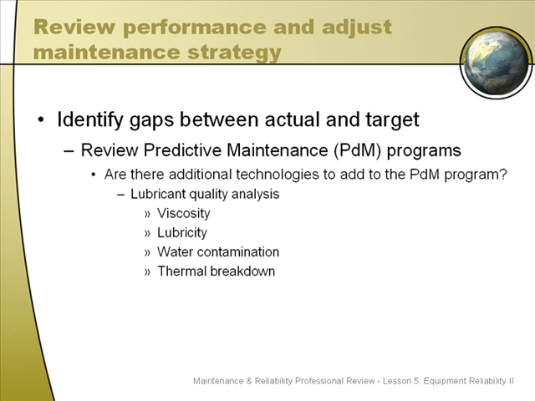It's very common to see lubricant quality analysis being done as part of the predictive maintenance program. Lubricant quality analysis includes a lot of things, but some examples would include viscosity checks of the lubricant, lubricity measurement, checks for water contamination, and thermal breakdown of the lubricant. Lubrication is kind of the blood of a piece of equipment, and lubrication analysis gives you some real good windows into the maintenance and reliability side of your equipment.